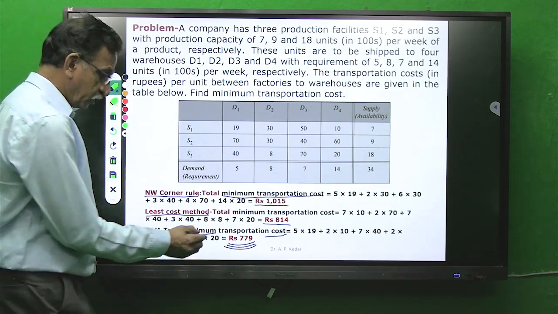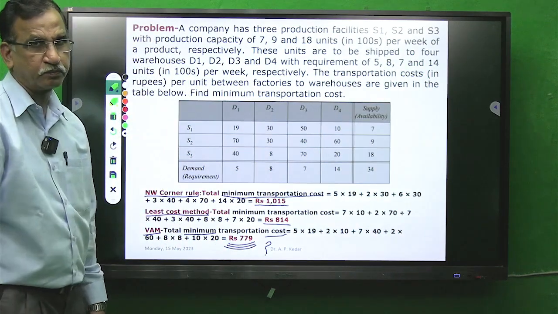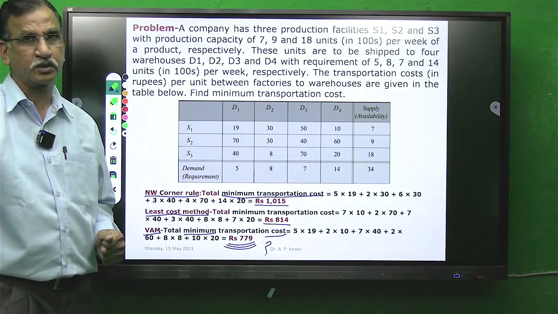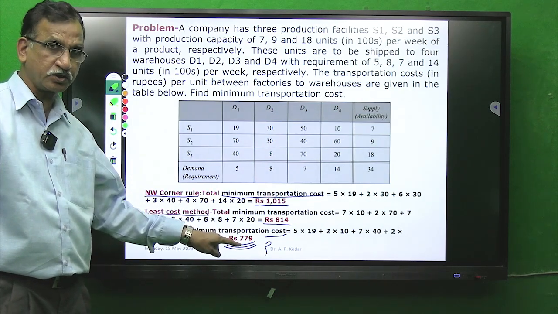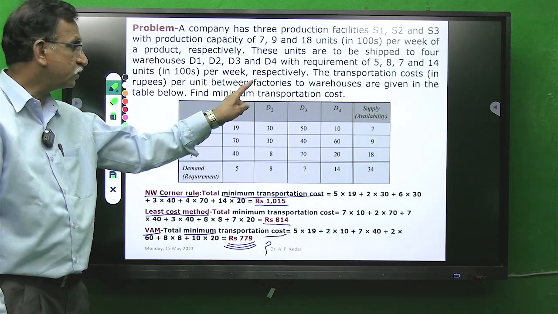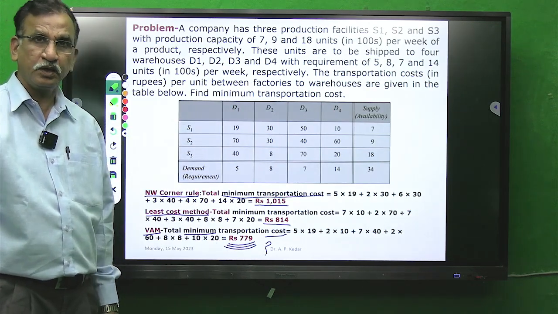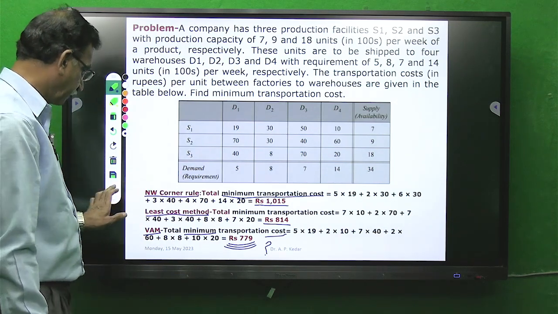Now you don't know whether this particular cost is optimal or not. So our task in today's lecture is to check whether the cost which we got as an initial solution, rupees 779, for this transportation matrix, is optimal. That we are going to study. So moving ahead.